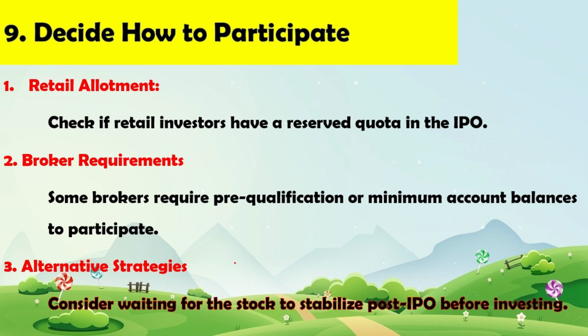And the third one will be alternative strategies, okay? Waiting for the stock to stabilize post IPO before investing, okay? That is the suggestion we can provide for beginners. Beginners can avoid the IPO. You can wait for post IPO, okay? After it is listed in the secondary market, you can watch the price movement and everything else. Then you can participate in the same company also, okay?